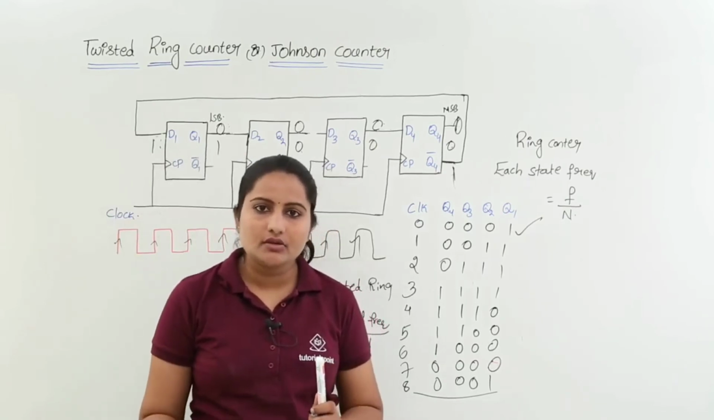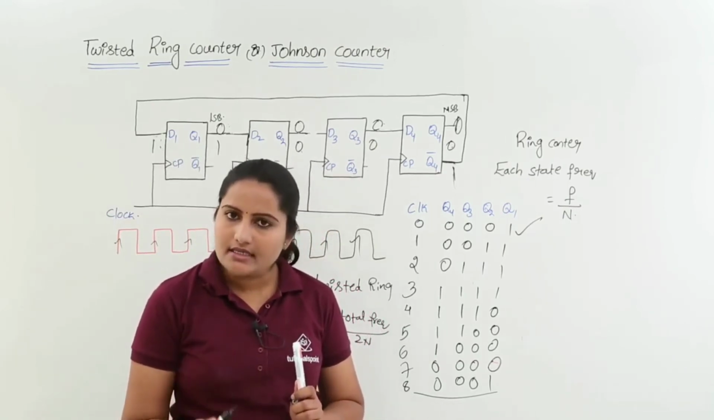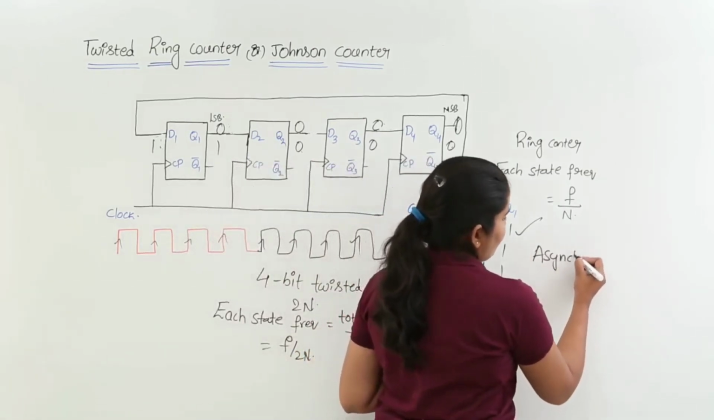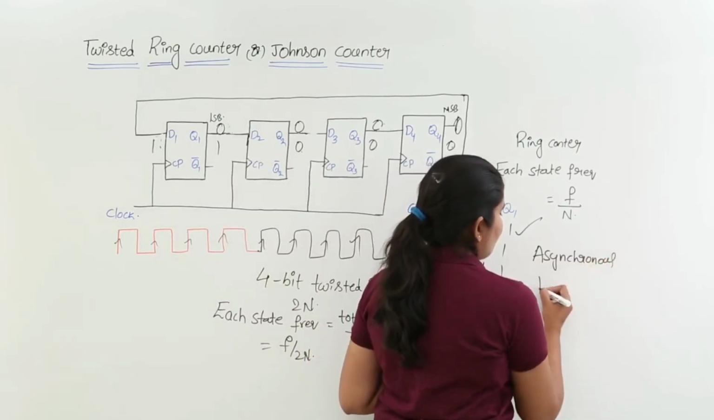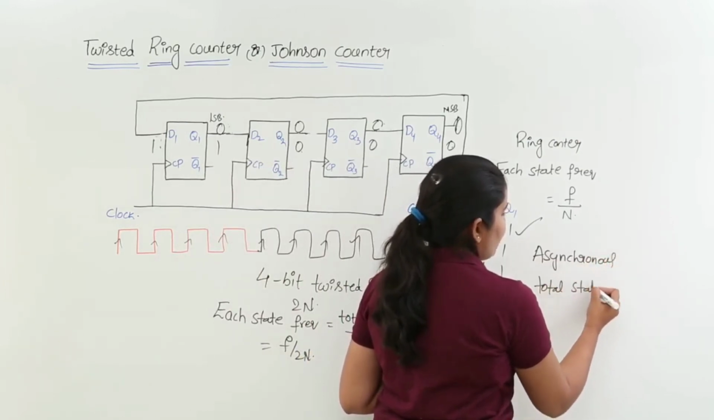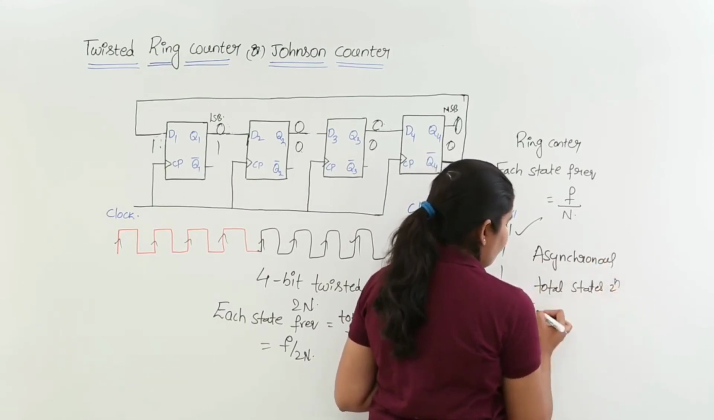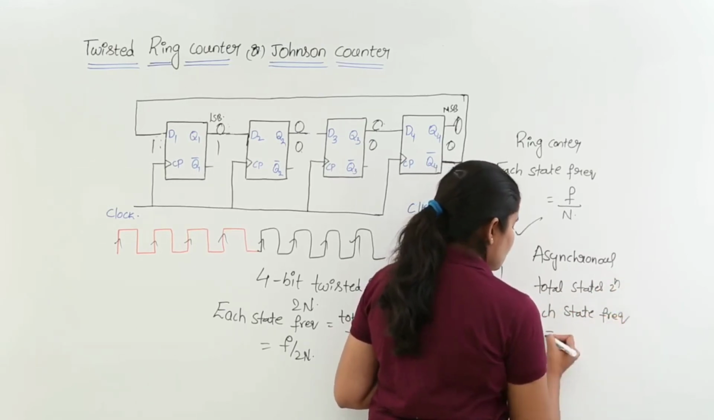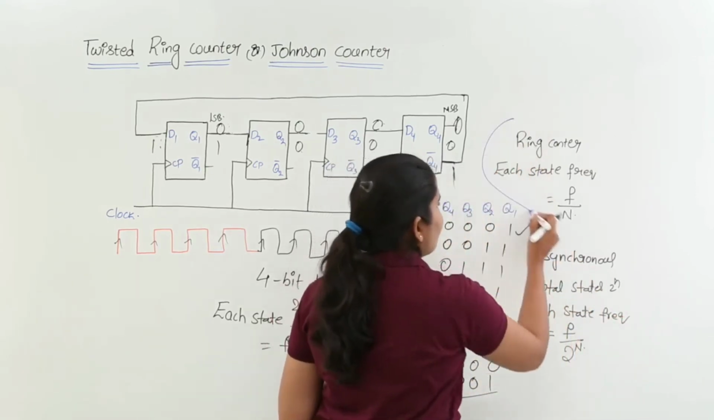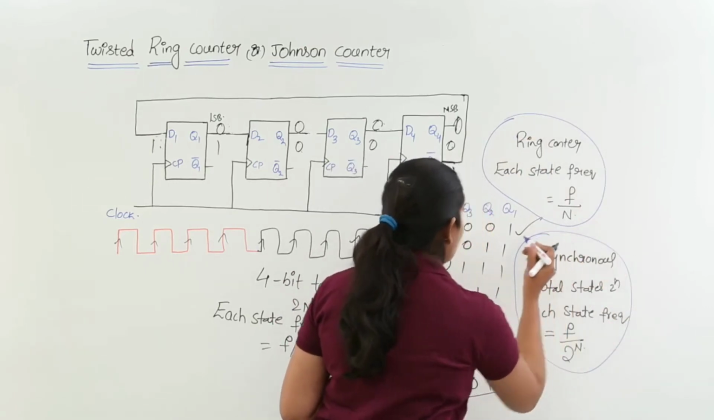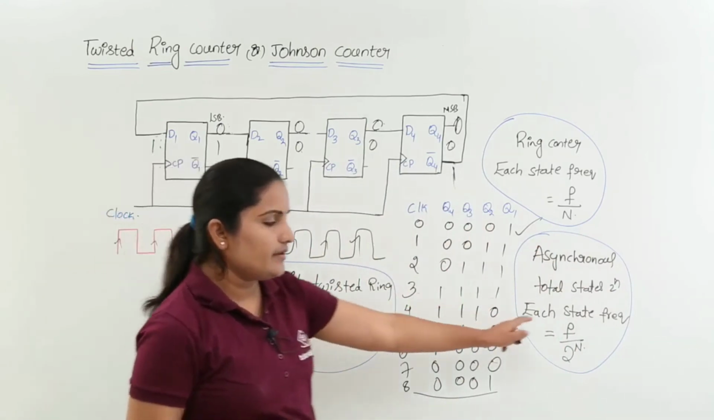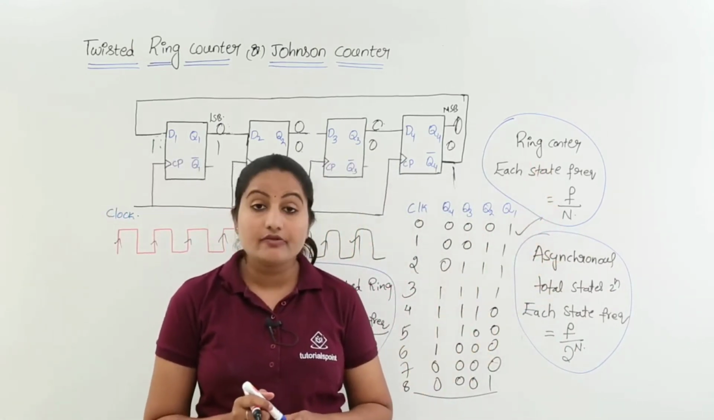For an asynchronous counter or basic synchronous counters, as the number of states is 2 power n, total states are 2 power n. So each state frequency is equivalent to total frequency by 2 power n. These 3 formulas are very important for you from a GATE point of view. They are asking theoretically and they are asking with values. So these 3 formulas are very important in the case of flip-flops and counters.